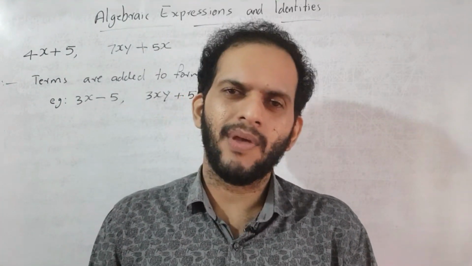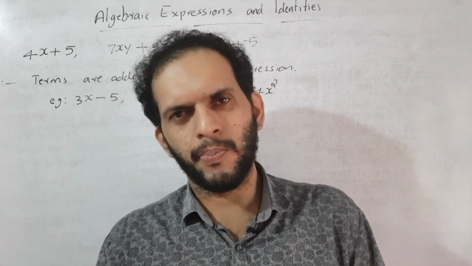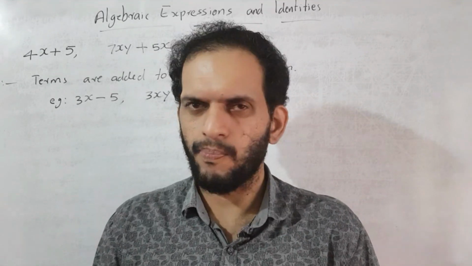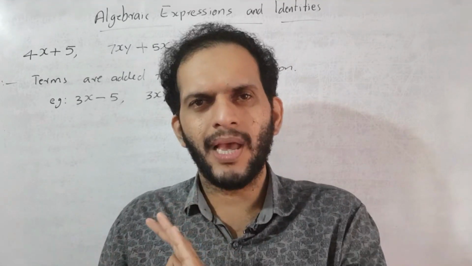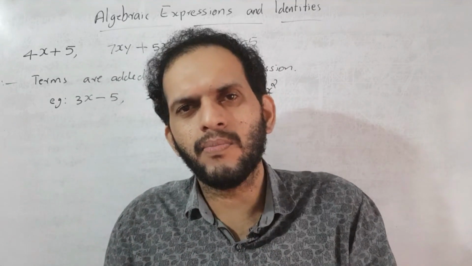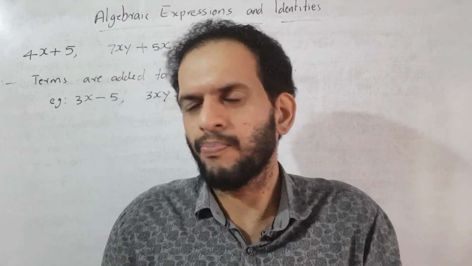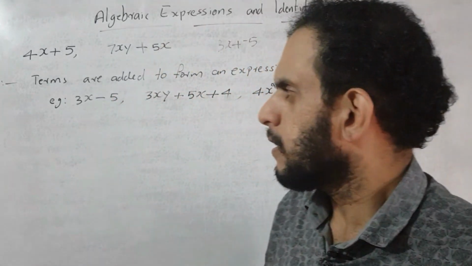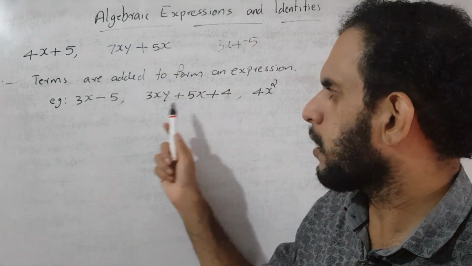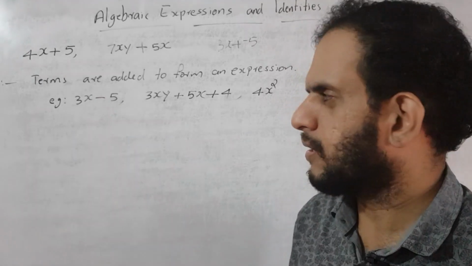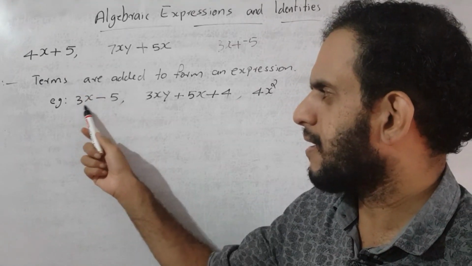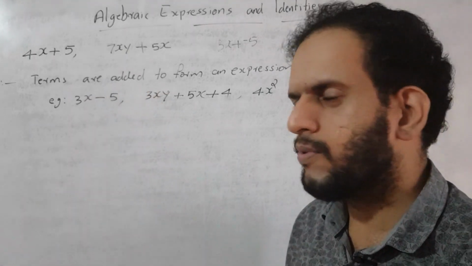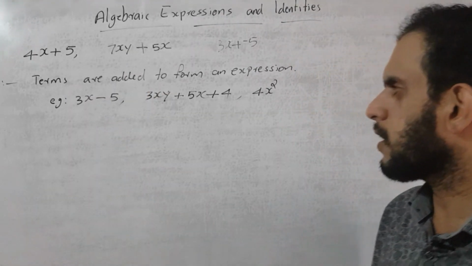3x is an expression. Why? Because 3x can be written as 3x plus 0. How will the expression be formed? We add the terms, and then the expression is created. The terms are added to form the expression. Here 3x is the first term of the expression, and minus 5 is the second term of the expression.